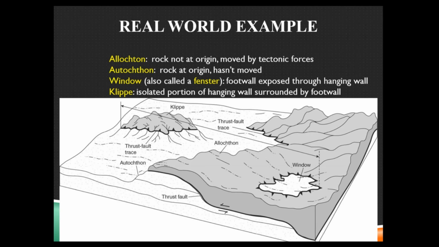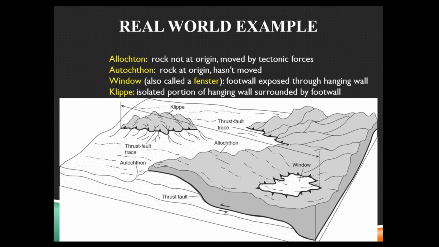If in that hanging wall that gets thrust up over the other rock, and it sits there for millions of years and some erosion carves a hole in it until you can see that rock underneath, we call that a window. It's like a window through the rock to the ground underneath, also called a fenster. So a fenster is the same as a window.